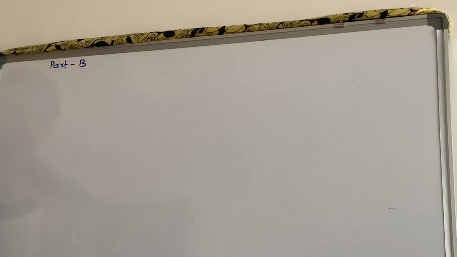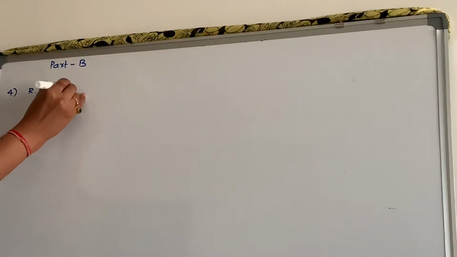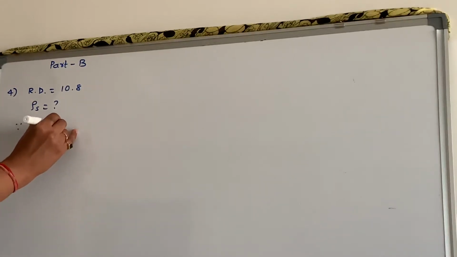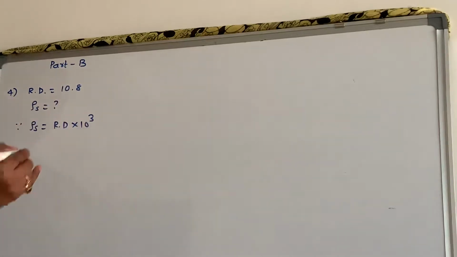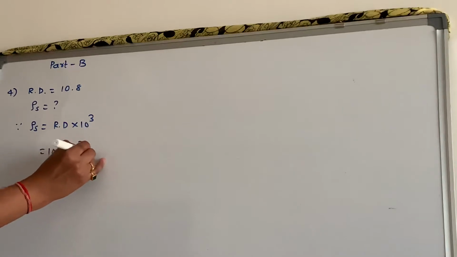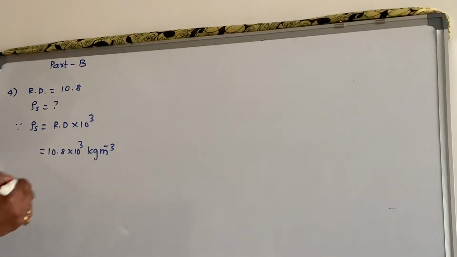Relative density of silver is given as 10.8. Means what is given? Rd is given as 10.8. Find its density. Right here, we know that density of substance is equal to Rd into 10 raised to 3, that way I can write this as 10.8 into 10 raised to 3 kilogram per meter cube. This is SI. Check the fifth question. What is given?